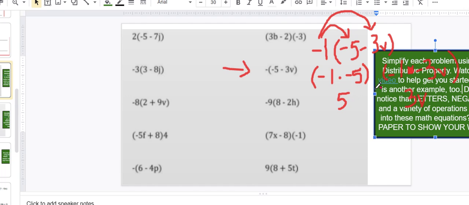So then what we want to make sure we do is that we combine those two things together and we have 5 plus our 3v.